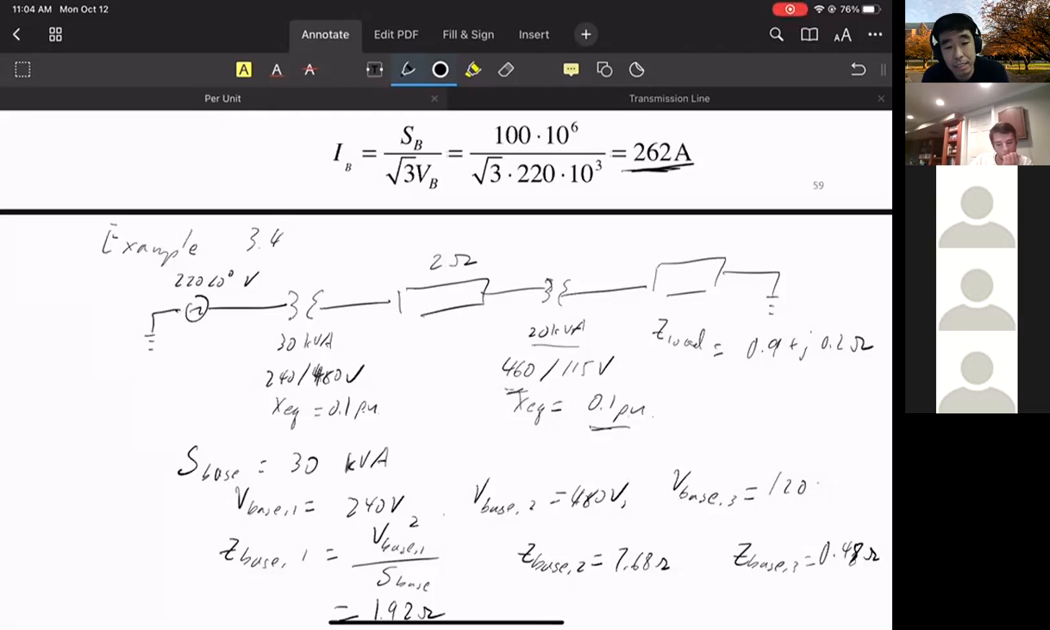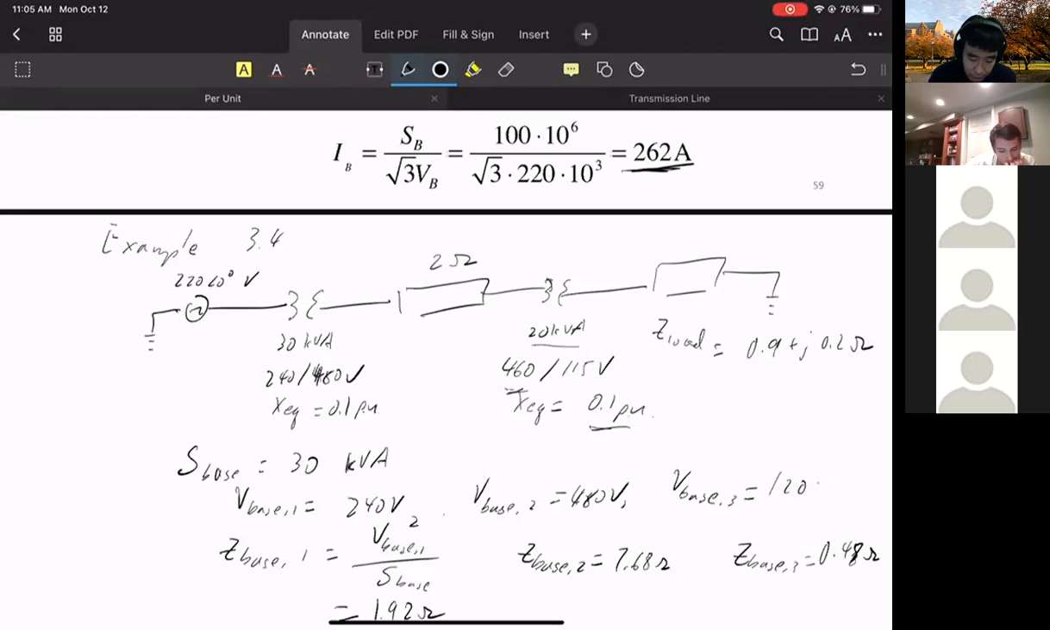Yes. So since the T2 is stepping down by N1 over N2 of value 4, we pick the base voltage for the middle. We should divide by 4 to pick the base voltage at the end. Yes, I think that's correct.